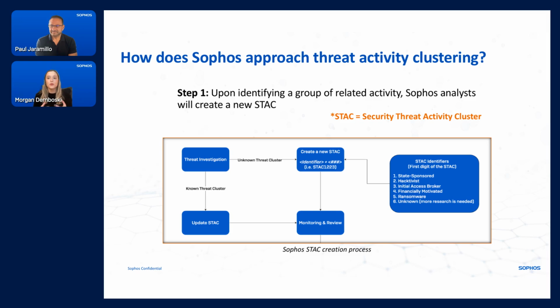So the first number will serve as a kind of identifier of the type of activity, whether that be state-sponsored or initial access brokers. And the Sophos MDR Threat Intel team currently tracks roughly 45 different stacks that we've created, tracking intrusion activity, including ransomware affiliate activity, initial access broker campaigns, and nation-state activity.